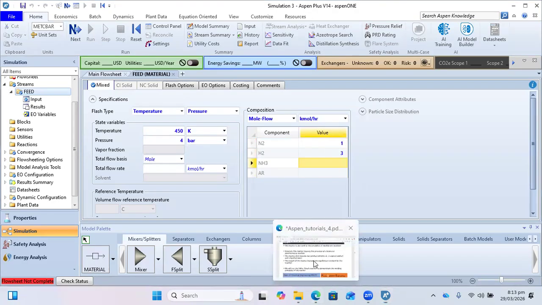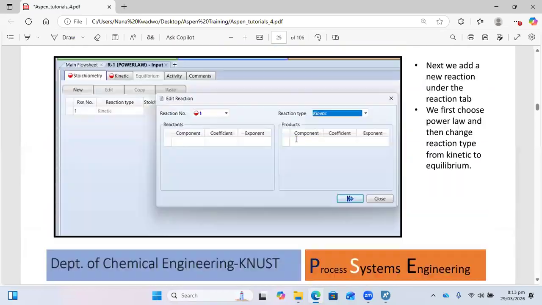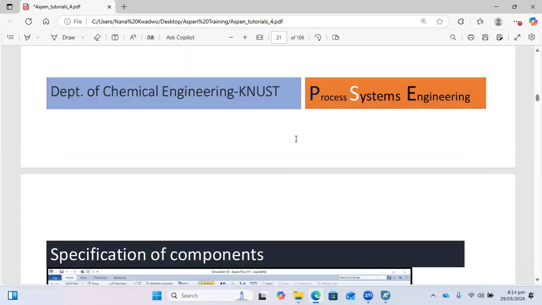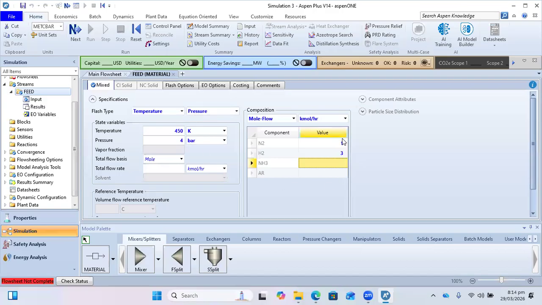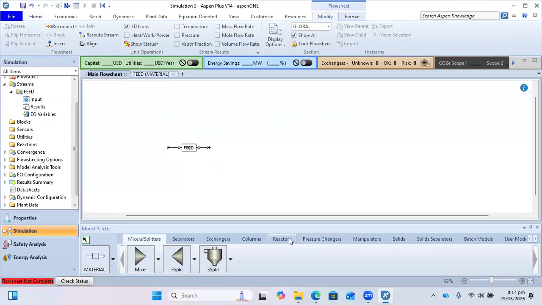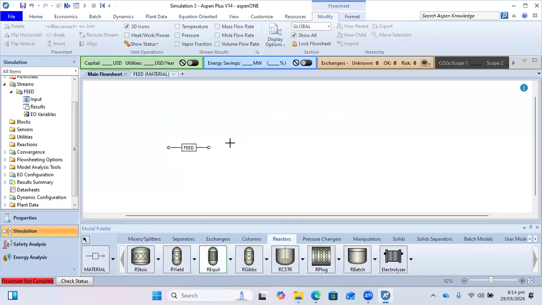And I think one of the things that we were supposed to do with the Gibbs reactor as well, it escaped me. We're supposed to try out the example when we had equal amounts of nitrogen and hydrogen. So we'll do that for this particular reactor, right? So when we have equal amounts of nitrogen and hydrogen and then an inert. So we'll do that for this example as well. So we'll just start with the stoichiometric amounts like we did earlier, and then we'll place the equilibrium reactor down.